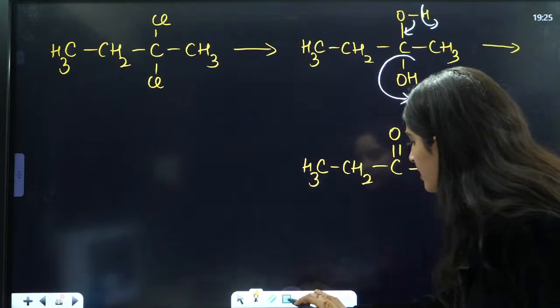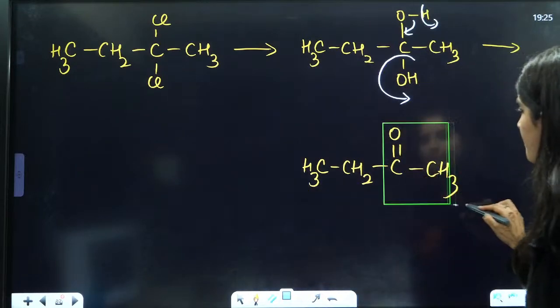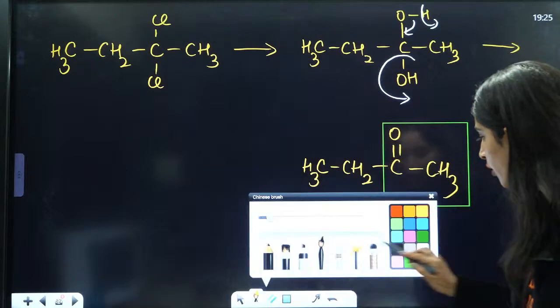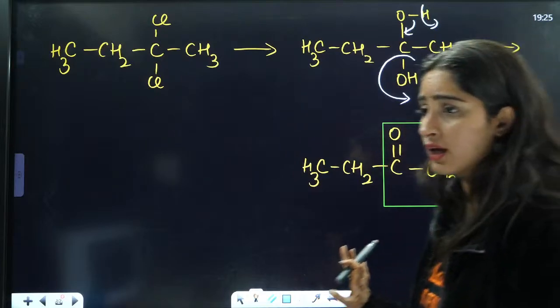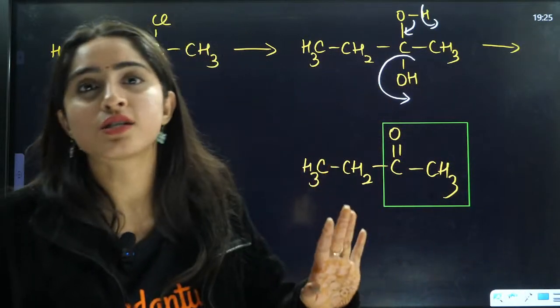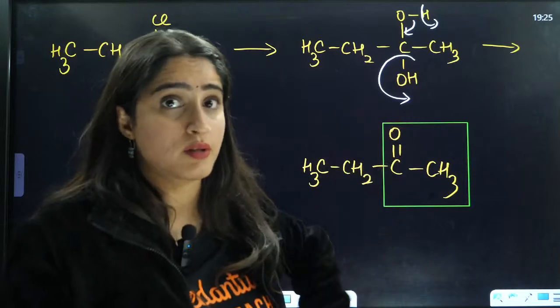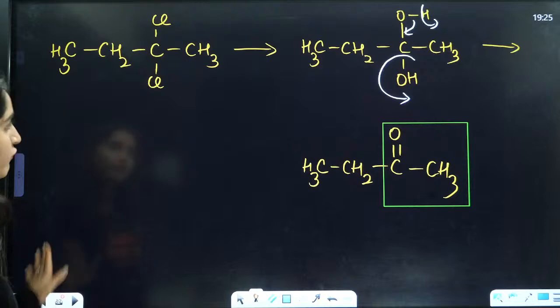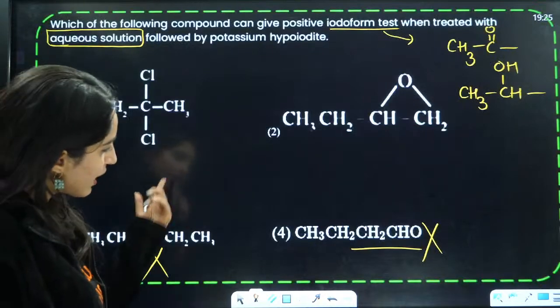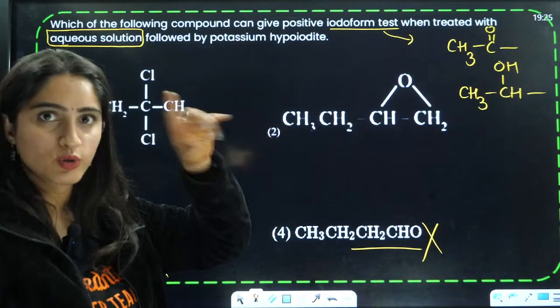Can I say this is my identification that it will give the iodoform test, right? It will definitely give it because it has COCH3. So directly they have not asked you that this is a reaction, but this is the level of JEE. They have asked you in a roundabout way.